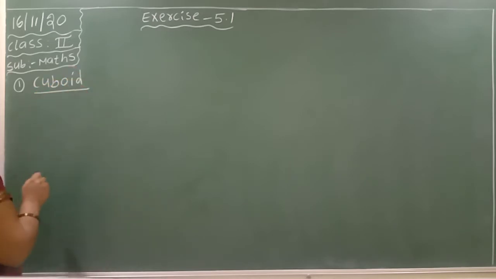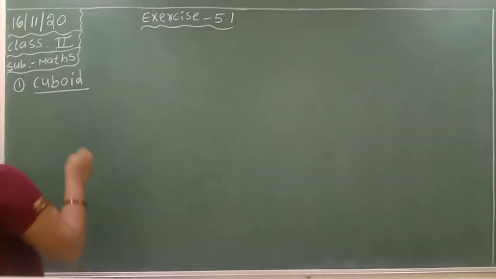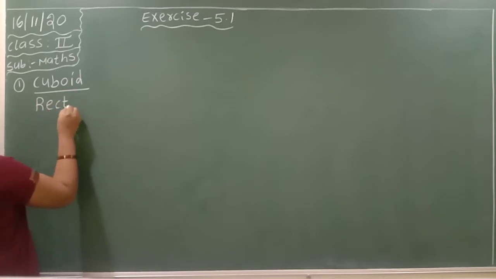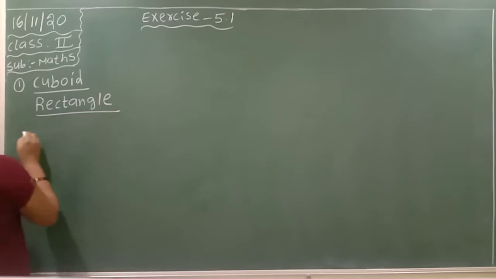Already they have given it. Next, what is the flat shape you see on top of the book? Rectangle. R-E-C-T-A-N-G-L-E. Rectangle.